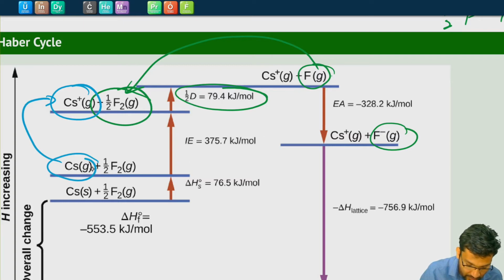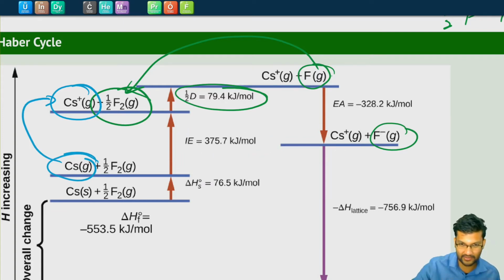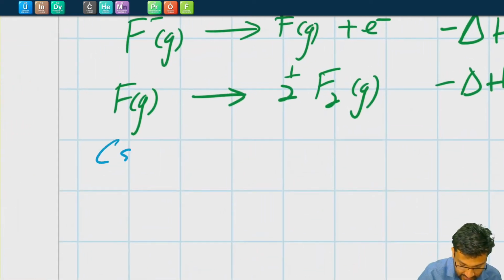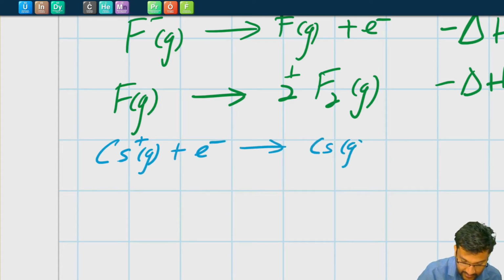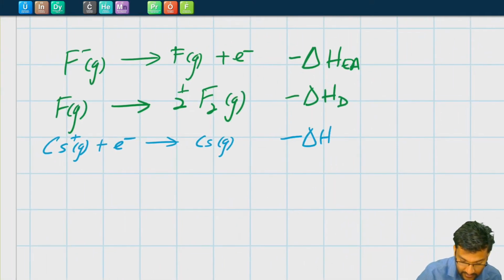And we know when we went from a neutral compound to a positive compound, that energy is called the ionization energy. Remember, ionization is the energy it takes to remove an electron. So to go backwards, we started with a cesium plus in the gas phase. We add an electron to form a cesium in the gas phase. And so this will be negative the ionization energy.